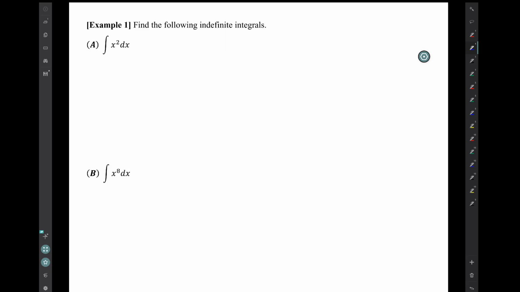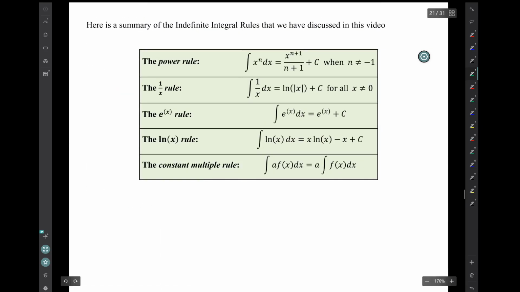Question A. Find the indefinite integral of x squared. Well, the first thing to notice is that the integrand, the function inside, is a power function with n equals 2. So we should use the power rule with n equals 2. The power rule says you can replace that integral expression that has a power function as an integrand with this expression. So we copy down one of these on the right-hand side, as long as n is not equal to -1.